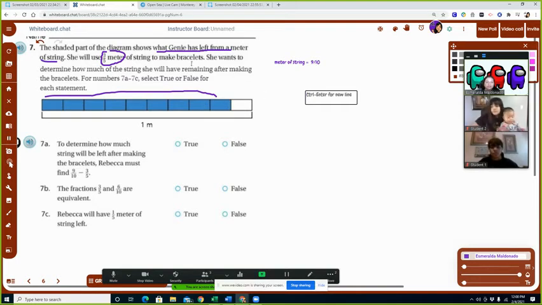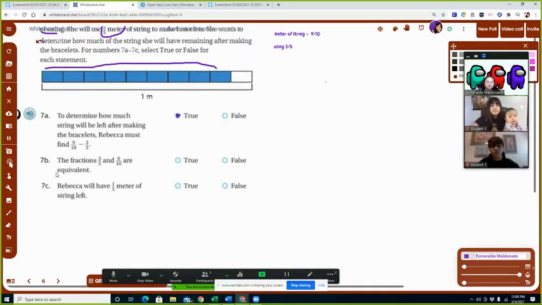And then the scenario says that she will use 3/5 meter of string to make the bracelets. So that means that she's using 3/5. So would it be correct to say 9/10 minus 3/5 will tell me how much leftover she will have? Yeah. True, right? So that is correct. This statement will be true. I would have to subtract 9/10 minus 3/5.